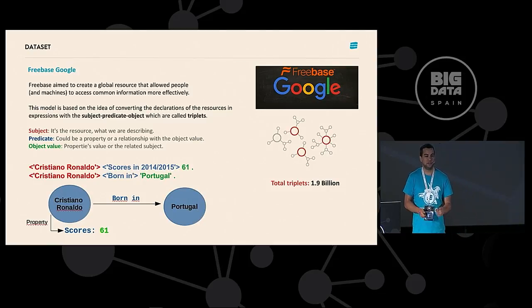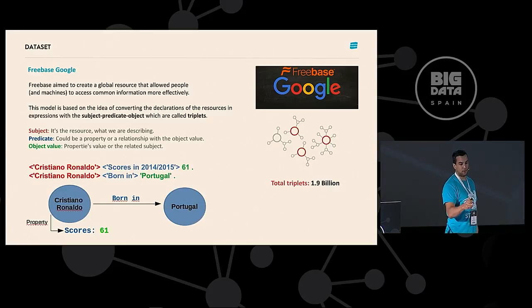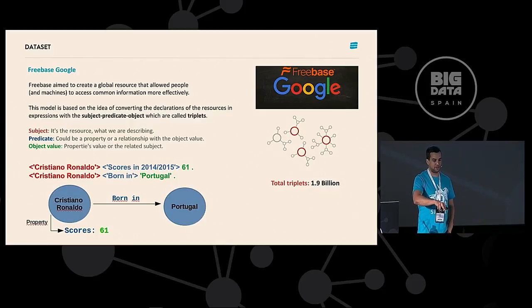For example, because I think this is a bit tricky, we can see an example of Cristiano Ronaldo. A property of it could be the number of goals in this year, and the value is 61. This will be a property of the node. And another row could be Cristiano Ronaldo, born in another subject, which is Portugal. At the end, we have this graph representation: two nodes, two subjects, one relationship, born in, and a property, score. And we will transform all this massive database into a graph.